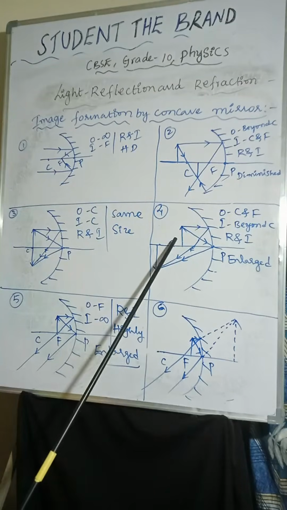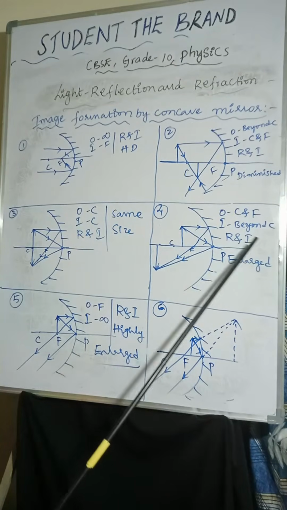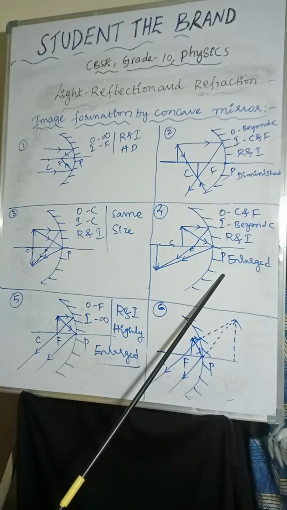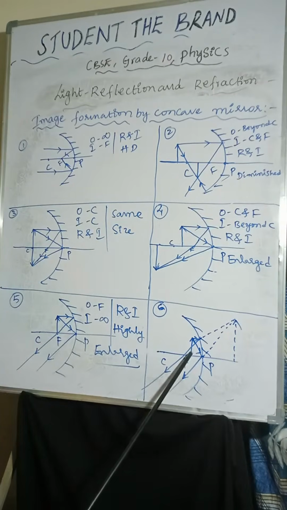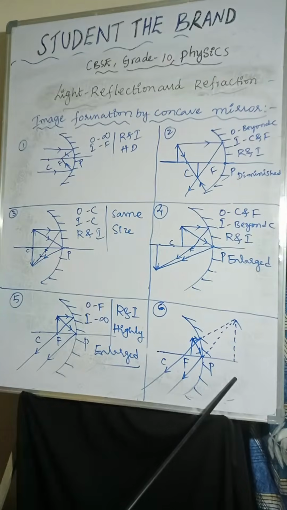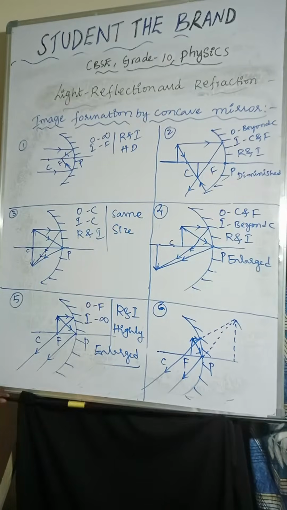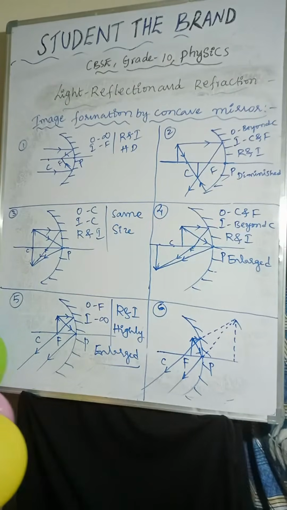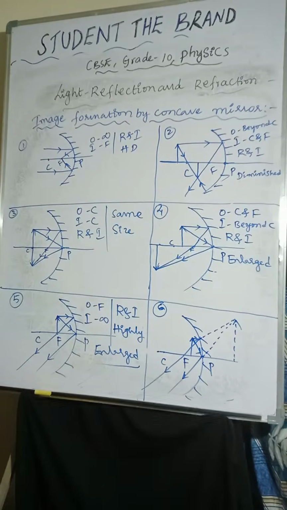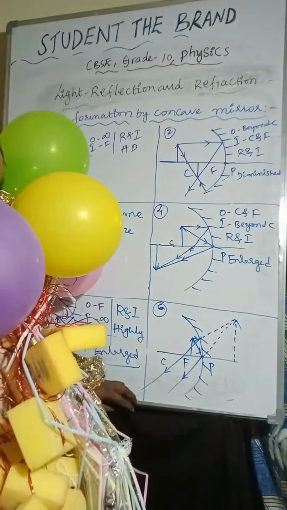Object is placed between C and F, image will form beyond center of curvature. Nature of the image is real and inverted, size of the image is enlarged. And here object is placed between F and P, image will be formed behind the mirror. Nature of the image is virtual, erect and enlarged. These two are very important, make sure you practice these two. So that was concave mirror image formations. Next we will discuss convex mirror image formations. Let's start.